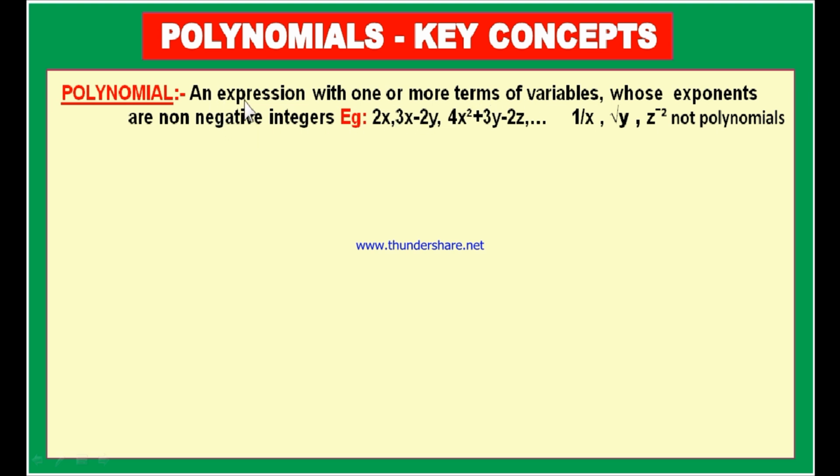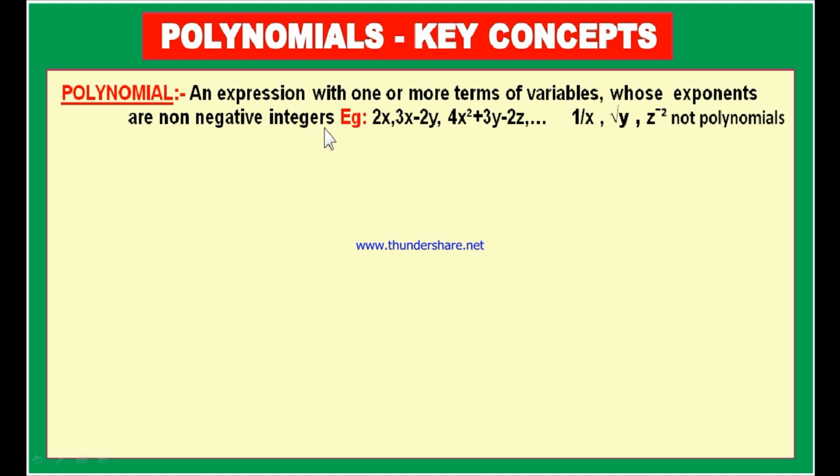Now, an expression with one variable, an expression with 2 variables and an expression with more than one variable is called a polynomial, provided here is a condition. You see, the condition is that the exponents are non-negative integers. Whose exponents means the exponents of the variables. The exponents of the variable should be non-negative integers.